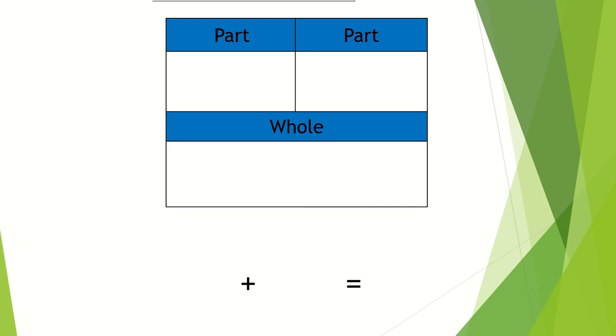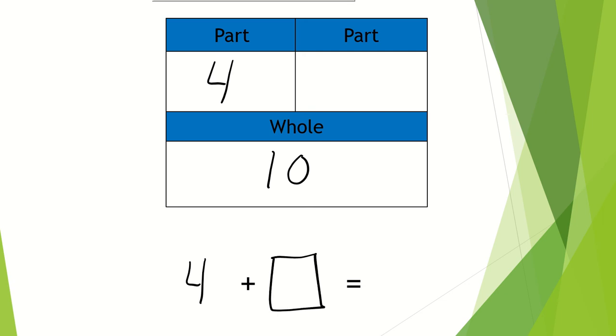So that means we know that our answer down here at the bottom is going to be 10. That's going to be our whole. Now the first thing that we're going to do is put one part at the top. So for example, let's just do the number 4. And we're going to leave this spot here blank. So we need to put everything that we know down here at the bottom. So we know that we have 4 plus that missing number equals 10.